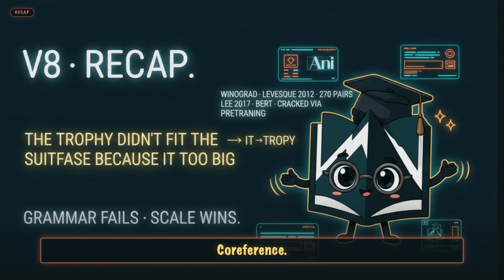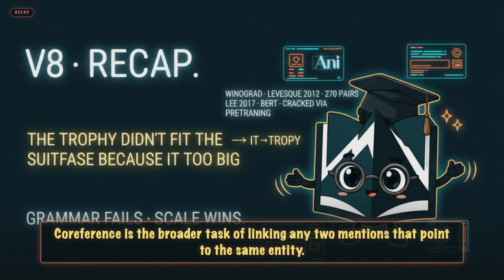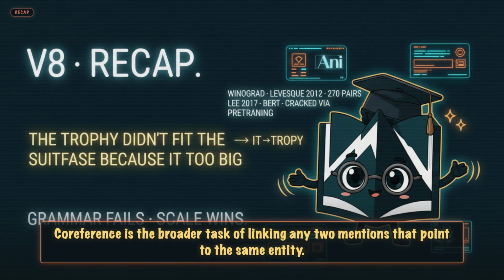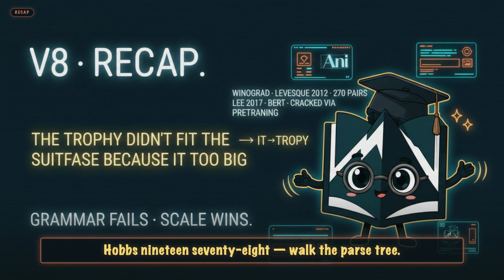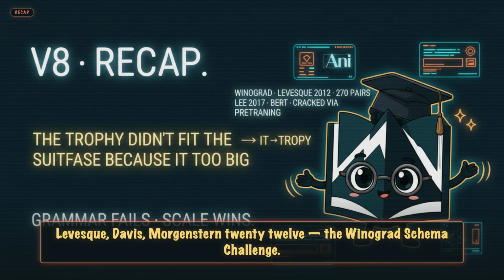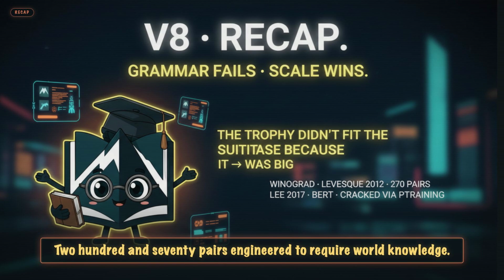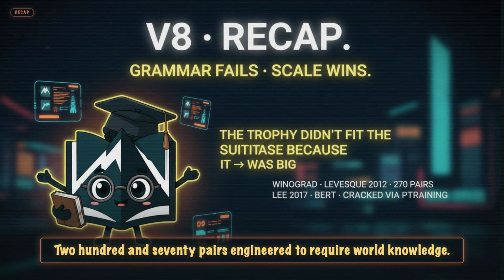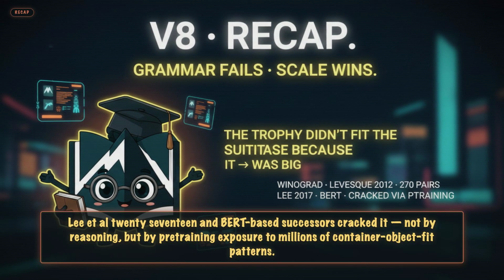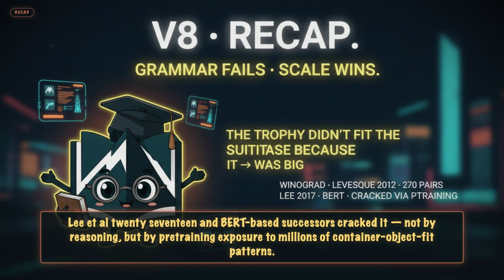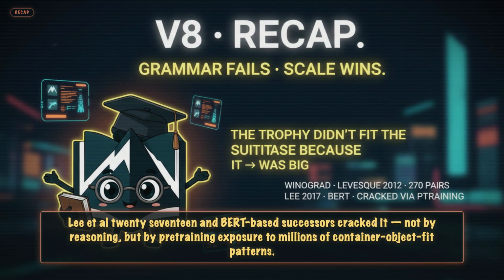V8. Coreference. Anaphora is the backward-pointing pronoun. Coreference is the broader task of linking any two mentions that point to the same entity. Hobbs, 1978. Walk the parse tree. Levesque, Davis, Morgenstern, 2012. The Winograd Schema Challenge. 270 pairs engineered to require world knowledge. Lee et al. 2017 and BERT-based successors cracked it, not by reasoning, but by pre-training exposure to millions of container-object fit patterns.